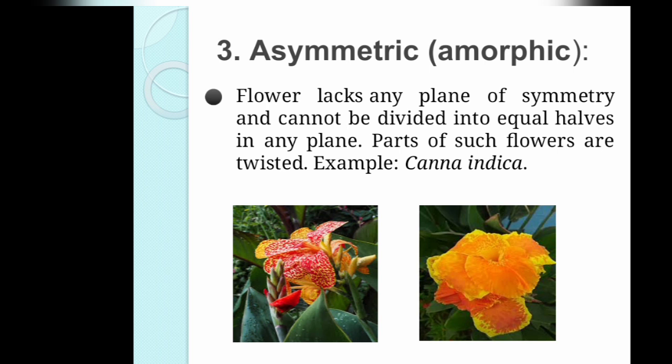Third type, that is asymmetric or amorphic flower. The flower lacks any plane of symmetry and cannot be divided into equal halves in any plane. Parts of such a flower are twisted. So in this flower, it cannot be divided into two equal halves in any plane. We can see here, if you try to divide the flower in any plane passing through the center, it is not divided into two equal halves. An example is Canna indica. So these are the three different types of flower based on symmetry.